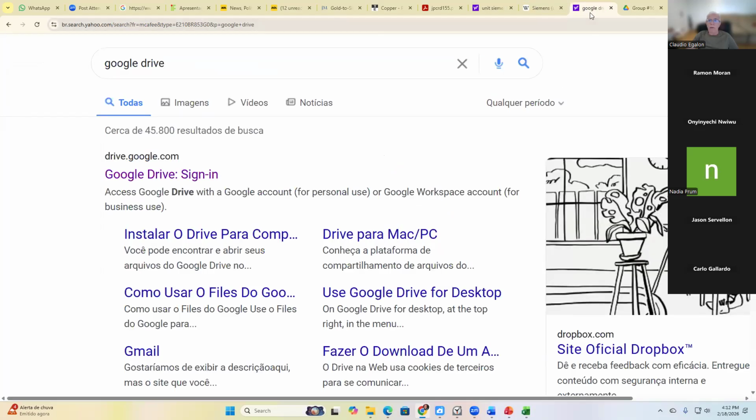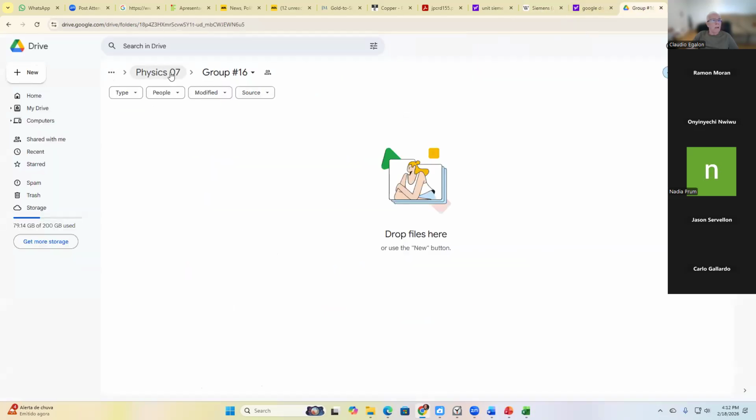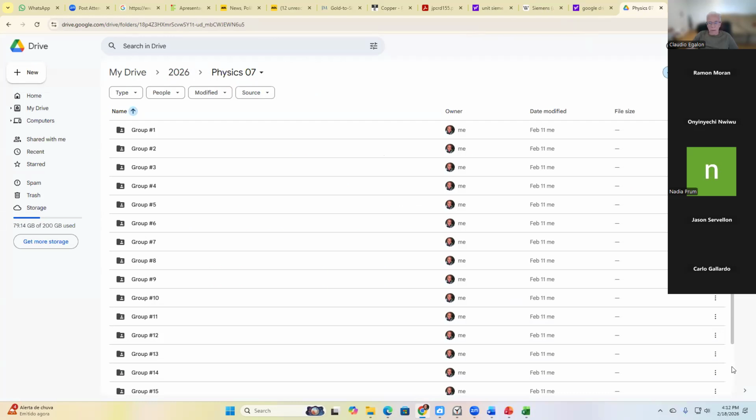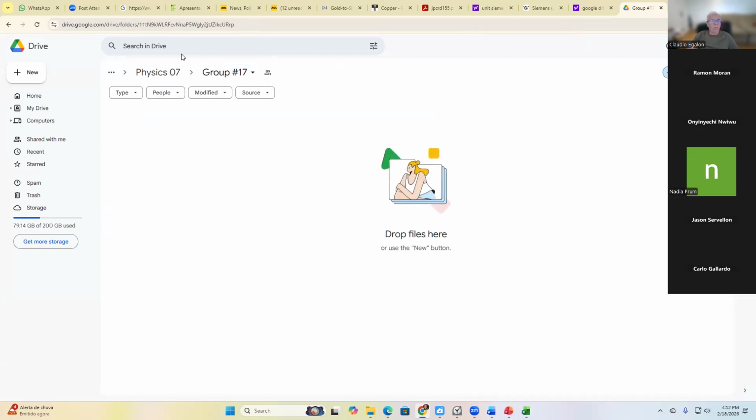If you are group 17, once you click the link, you are supposed to land right in this folder, group 17, and so on. If you don't see what I am seeing here, let me know, and we'll troubleshoot. We'll figure out what's going on, okay? Okay, good. Any questions before we proceed?